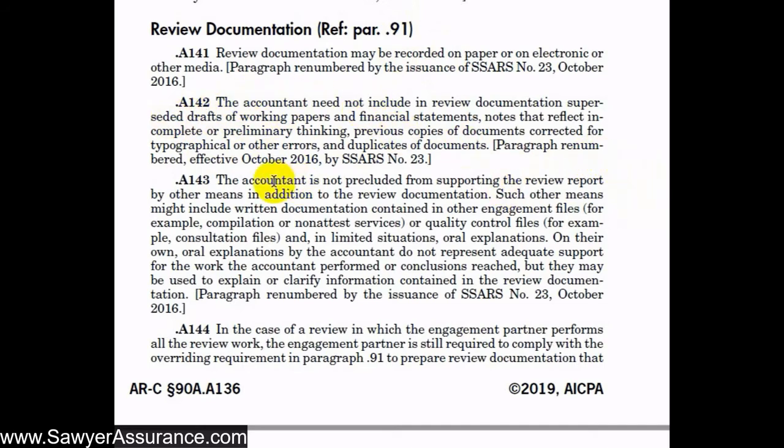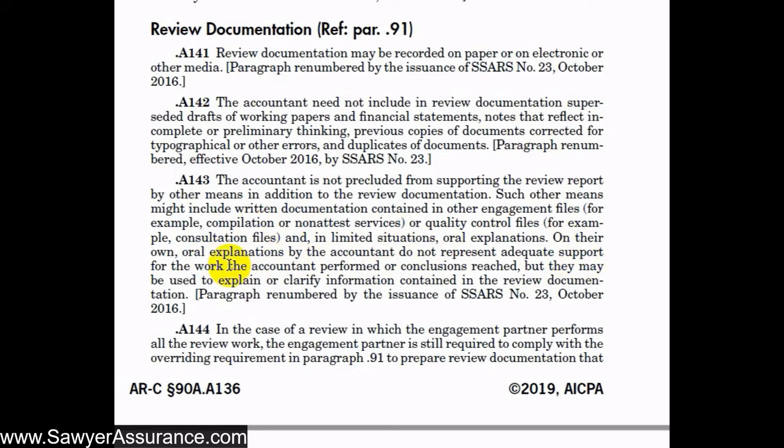And also, we're not precluded from supporting the review report by other means in addition to our review documentation. So we might include written documentation contained in other engagement files. For example, if we performed a compilation or other non-attest services, we could include those files from those engagements within our review documentation. We can also include oral explanations.